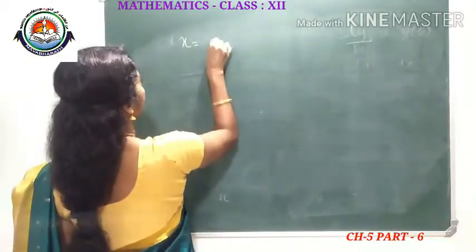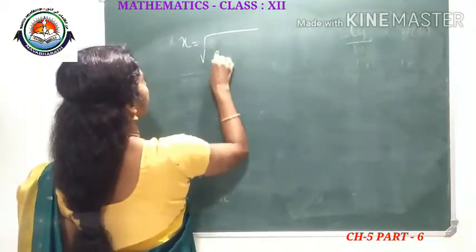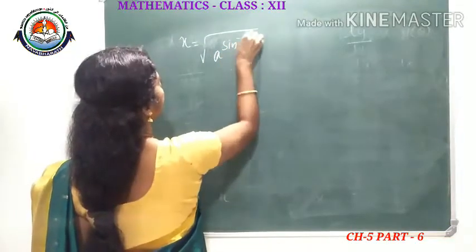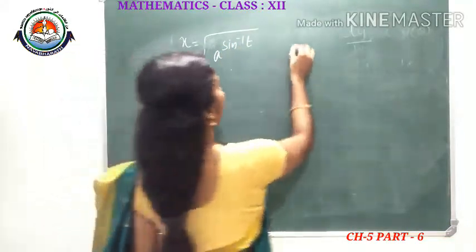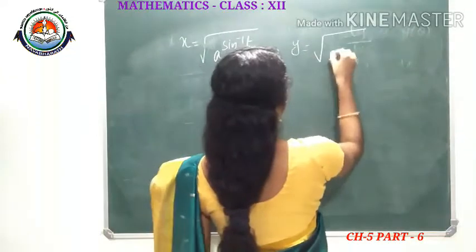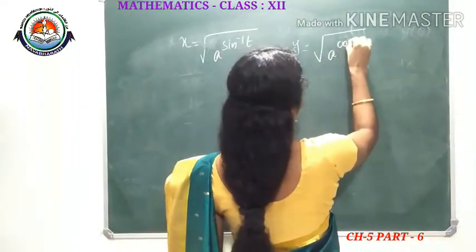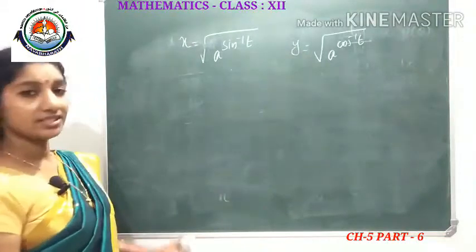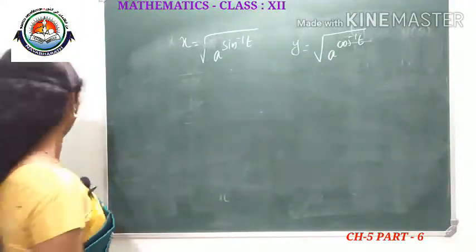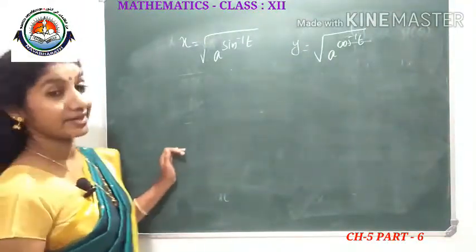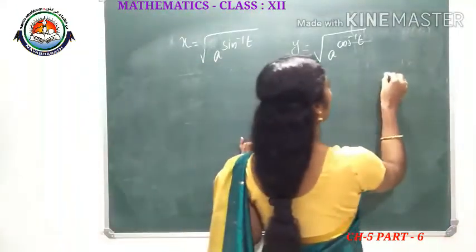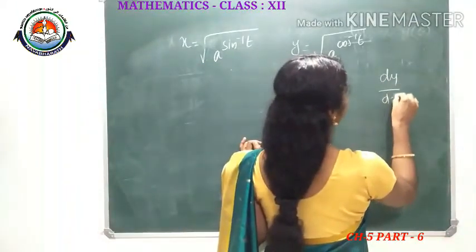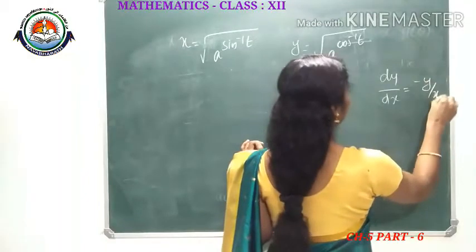x equal to root of a raised to sin inverse t, and y equal to root of a raised to cos inverse of t. Find dy by dx. Actually, not find dy by dx, it is given in the textbook like this: prove that dy by dx is equal to minus y by x.